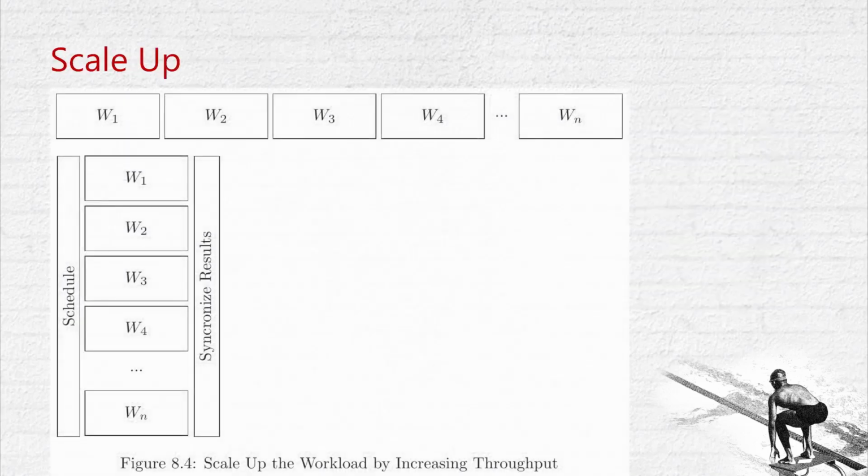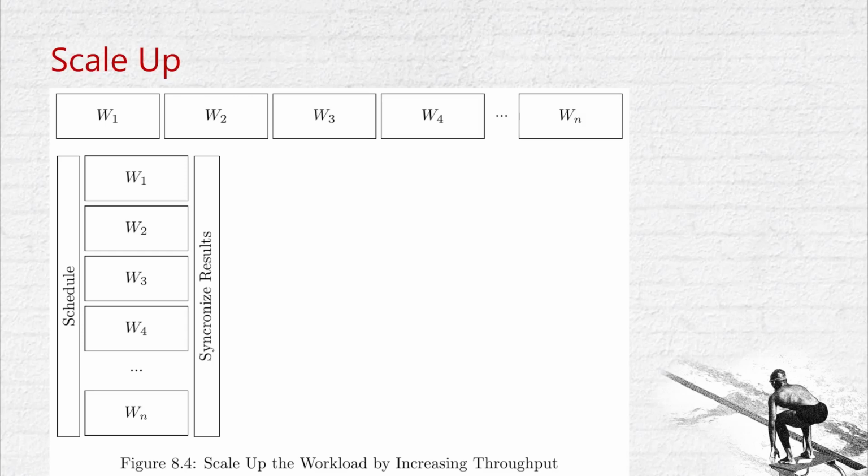Scale up means instead of doing the jobs W1 to WN sequentially one after the other, we put in more CPUs, more resources, we schedule them in parallel, and we run them all and hope at the end when we synchronize the results that everything is fine. So doing them in parallel will take a little bit longer than the longest one of them, but overall it seems to be much faster.